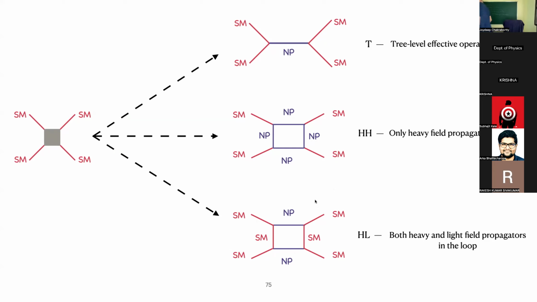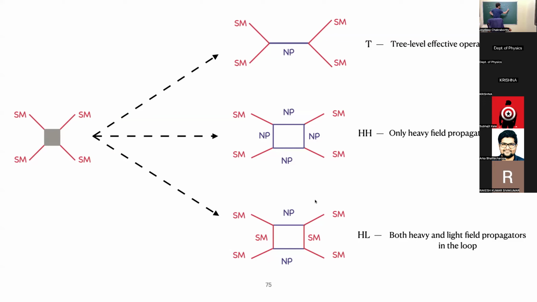Okay, so let me explain this thing. So basically you have this diagram. This is basically the heavy propagators, let's say. And now once you have heavy propagators, you can write this down in this particular form.